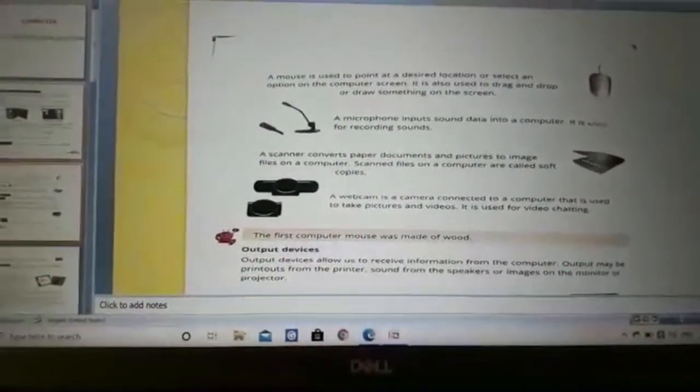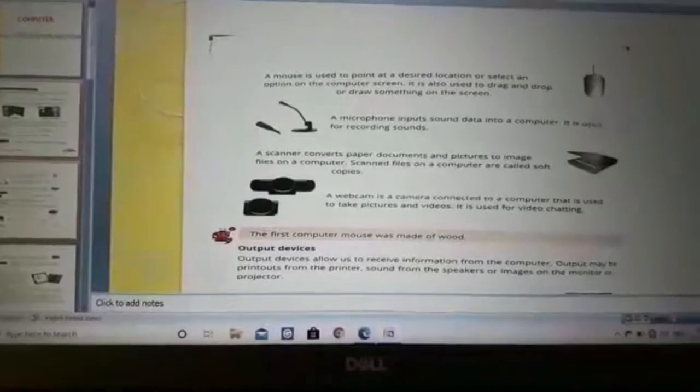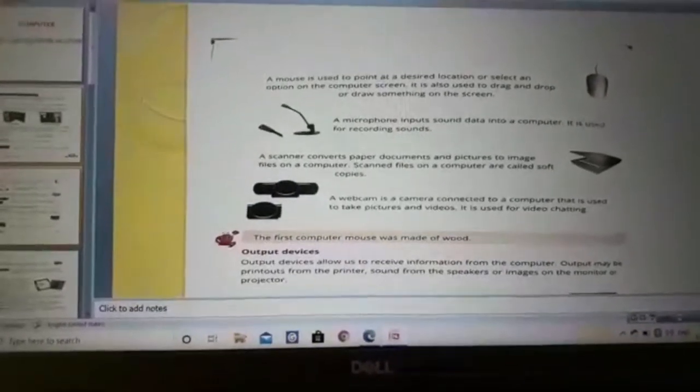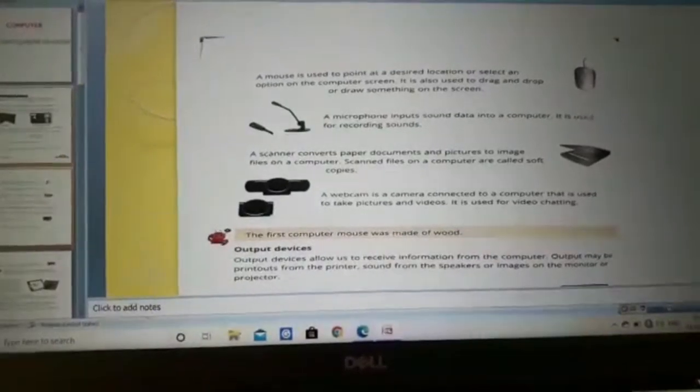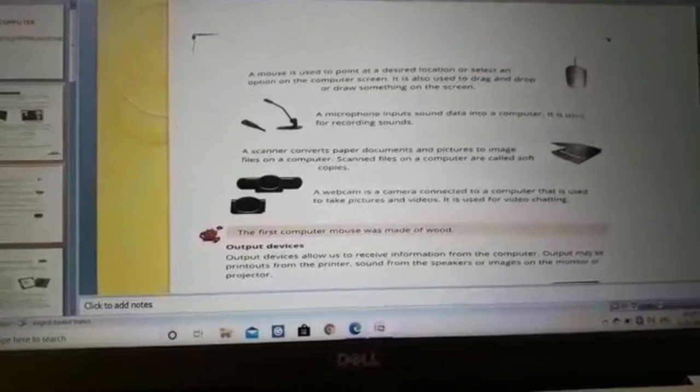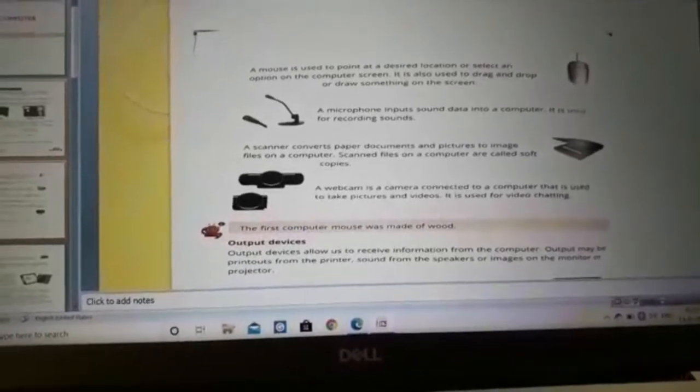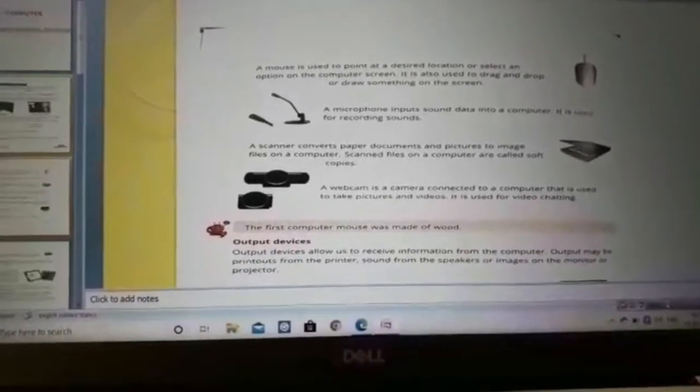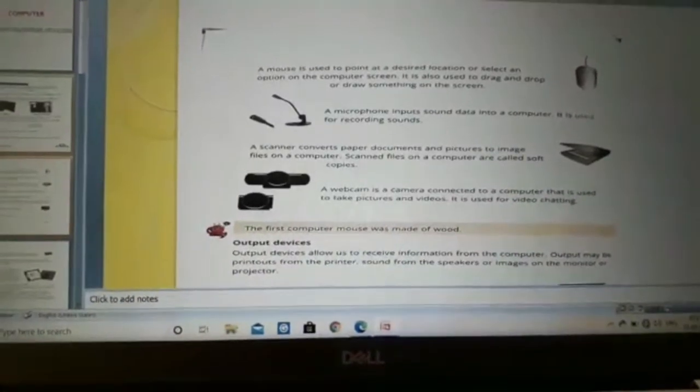The next one is a microphone. A microphone inputs sound data into a computer. It is used for recording sounds. So whenever you want to record your sound, you can use microphone. So microphone is an input device because it helps in sending sound data into the computer, sound information. So it is an input device.